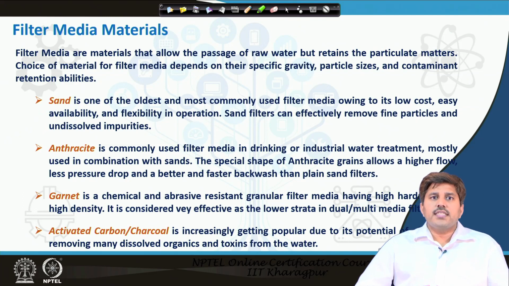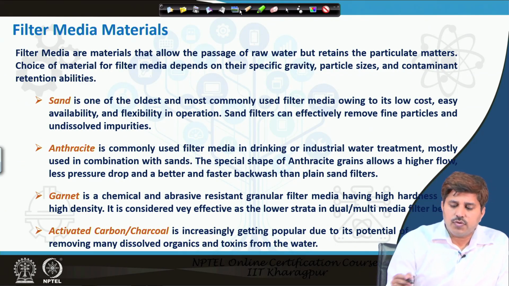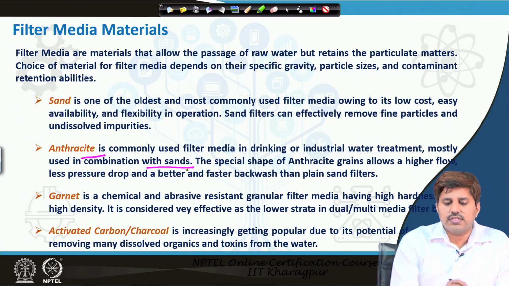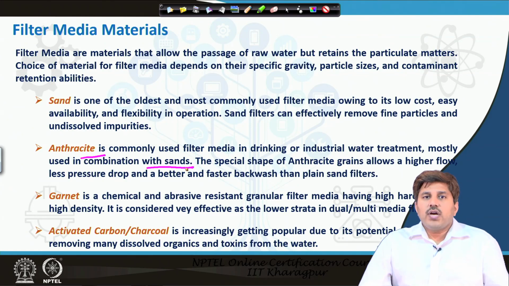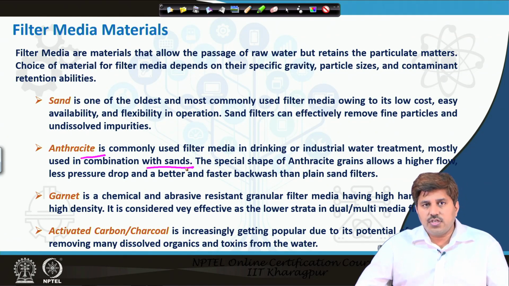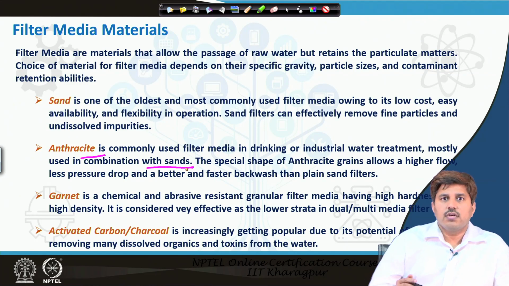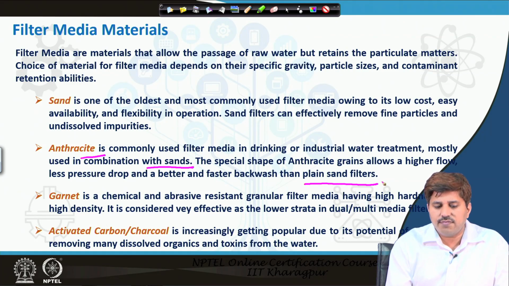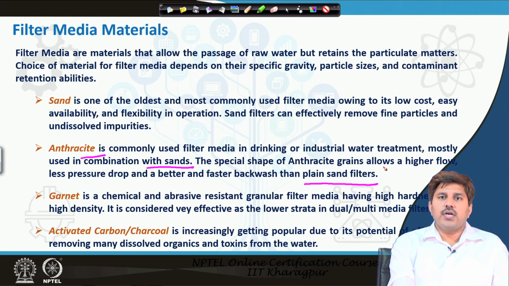Then anthracite is a commonly used filter media in drinking and industrial water treatment systems, mostly in combination with sand. So, if one is planning to go for a dual media, generally anthracite is used in combination with sand. The advantage with anthracite is that the special shape of the grains allows higher flow at lesser pressure drop, and that way a better and faster backwash than simple plain sand filters. So, that way it is advantageous.